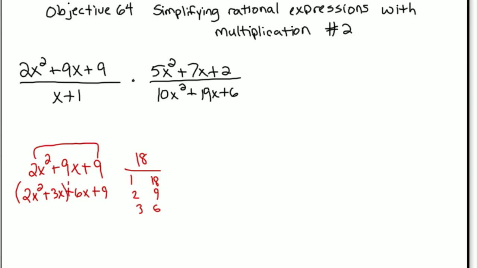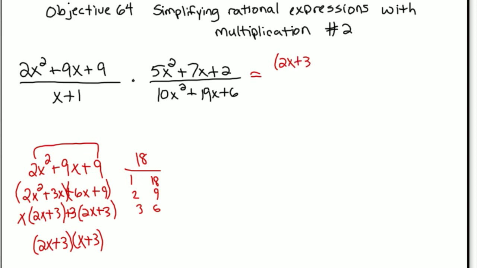We'll create groups here. In the first group, we can factor out an x. In the second group, we can factor out a 3. So the final factorization there is 2x plus 3 times x plus 3. The x plus 1 in that denominator will not factor out, so we get to leave that alone.